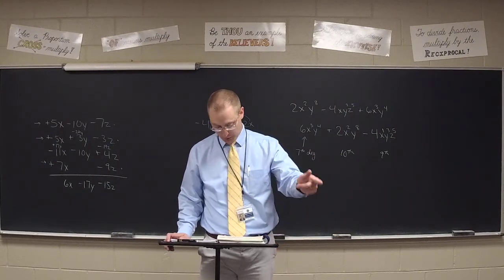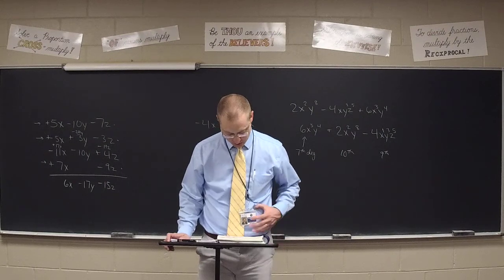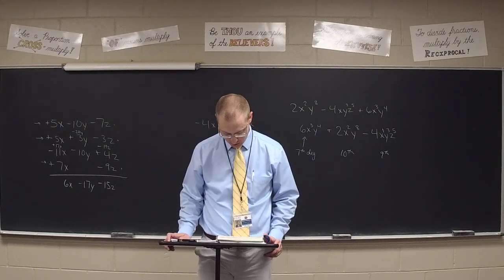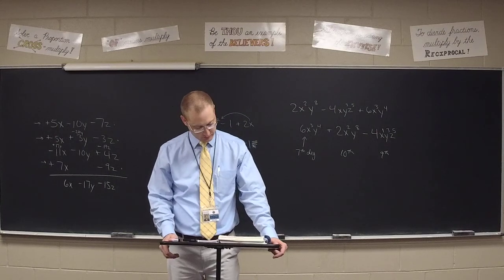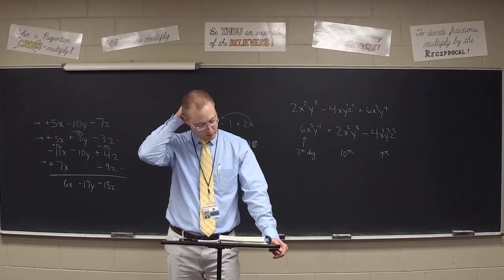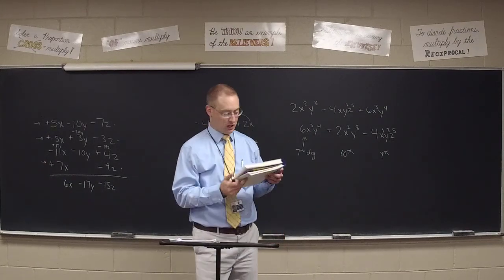Let's go back to Adam for 18. What did you get on that? 5x to the fourth negative 7x squared negative 8x cubed. Hmm. Let's go to Joshua. 5x to the fourth negative 2x cubed negative 7x squared positive 11. That is correct. 5x to the fourth negative 2x cubed negative 7x squared positive 11.